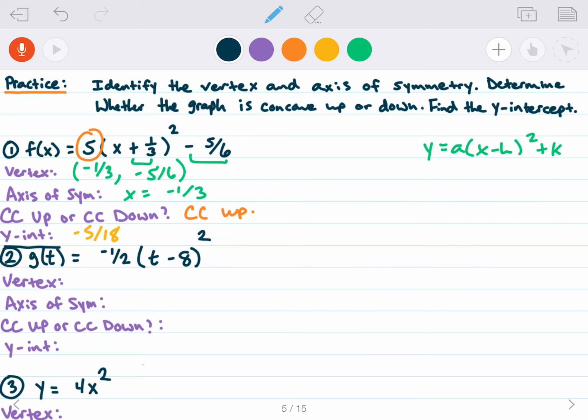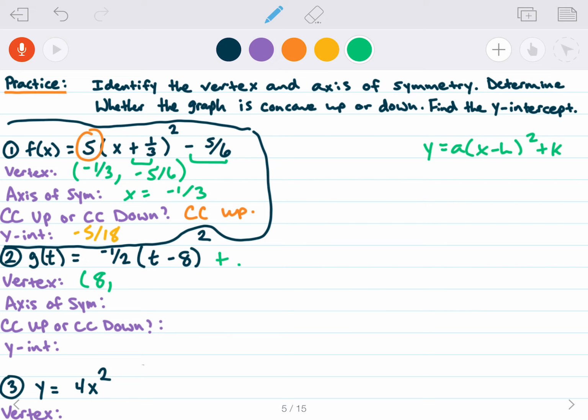Separate this out a little bit so you guys can see it better. This is number 1. And number 2, we have g of t equals negative 1/2 times t minus 8 squared. So this time we have a positive 8 for our h value. As we can see here, remember it's the opposite of what you think it is. And then our k, we don't have a k. You see there's no plus something or minus something, so it's actually just 0, right?